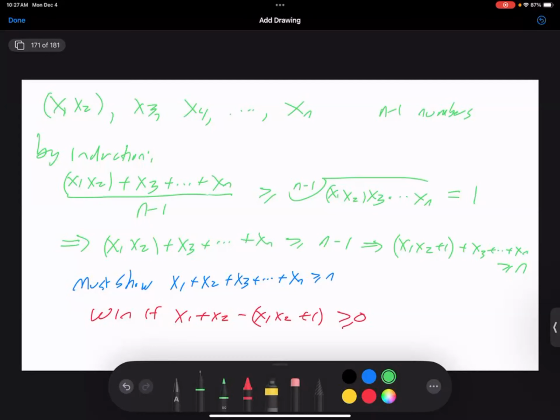And if you look at what's going on, we now have this inequality. So just moving the minus 1 over, we get x1 times x2 plus 1, plus all of this stuff is greater than or equal to n. We want to show that the sum of the x's is greater than or equal to n. Well, if x1 plus x2 is greater than or equal to x1 x2 plus 1, we know this whole thing is greater than or equal to n. So all we have to do is show that x1 plus x2 minus x1 x2 plus 1 is greater than or equal to 0. And if we can do that, we win.